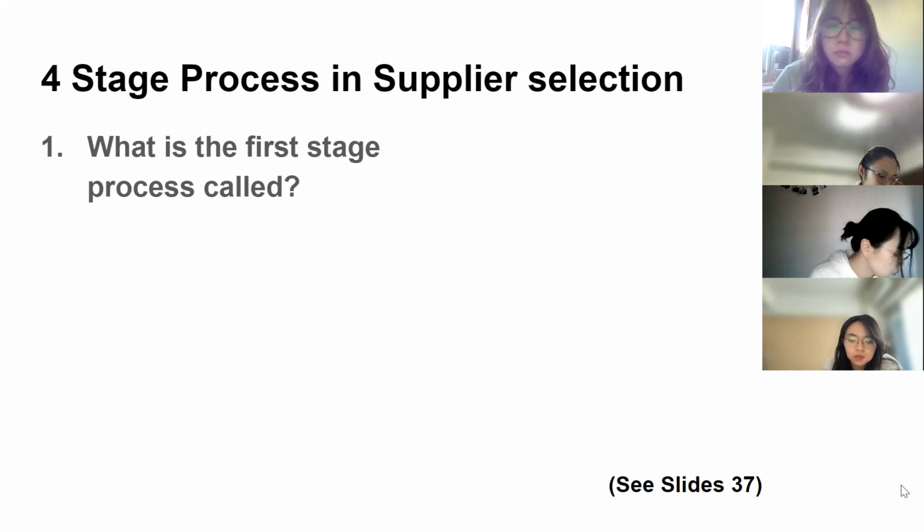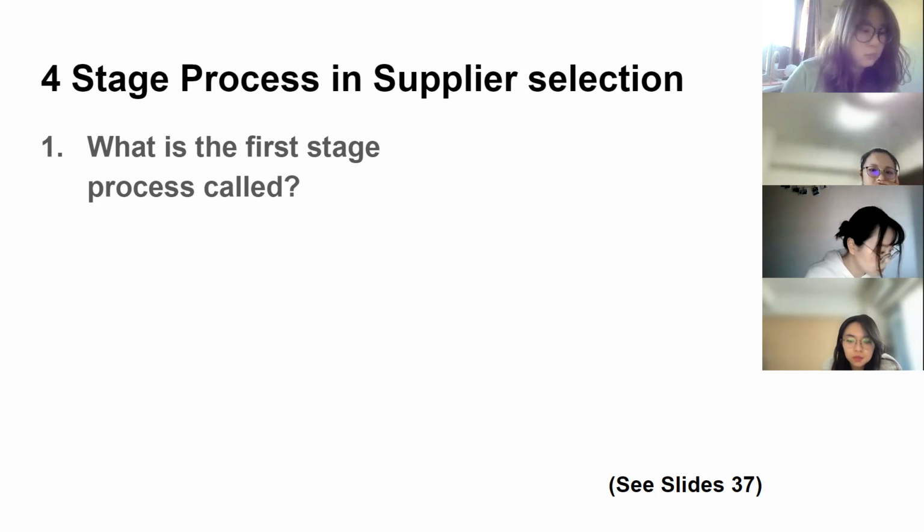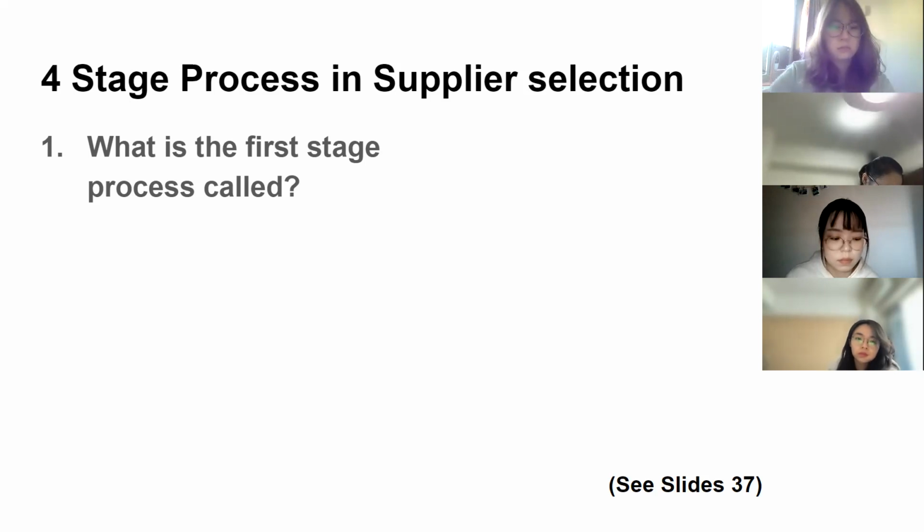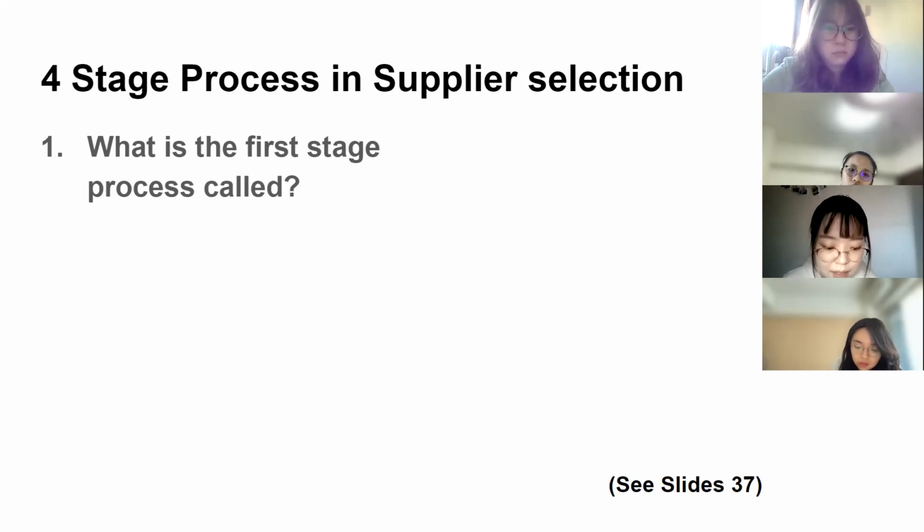The book says it involves finding potential suppliers and determining. Okay, exactly. Yeah, finding. But when we say evaluate, can you explain to me what is evaluate? Yu Hong. Is to finding potential suppliers. And when you evaluate, we evaluate.